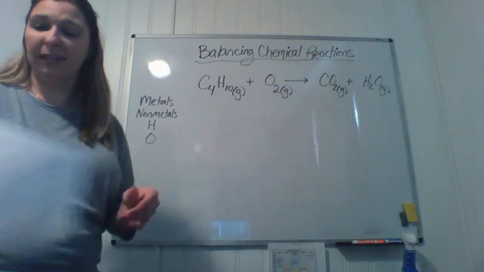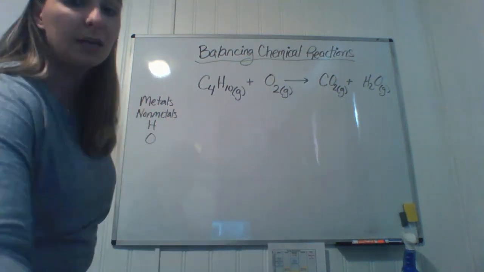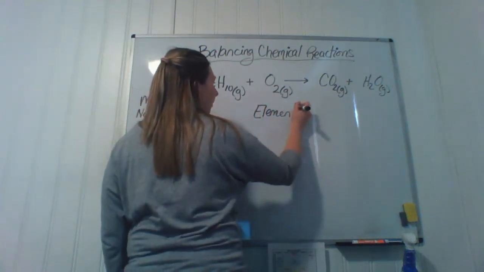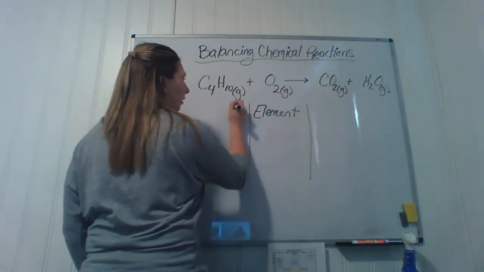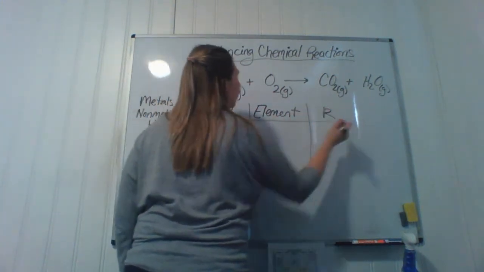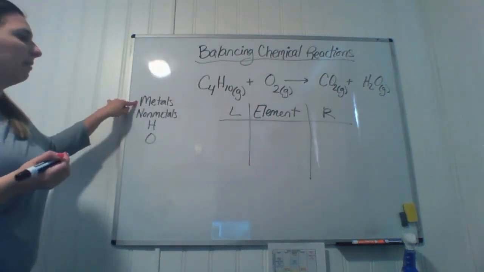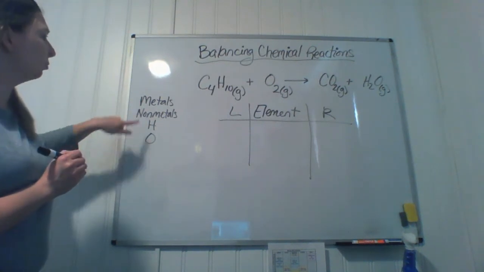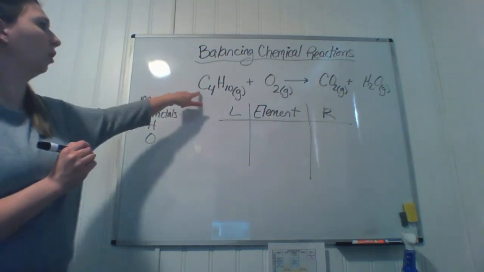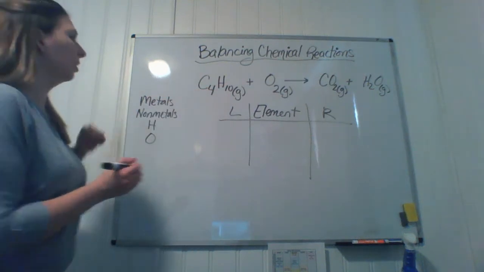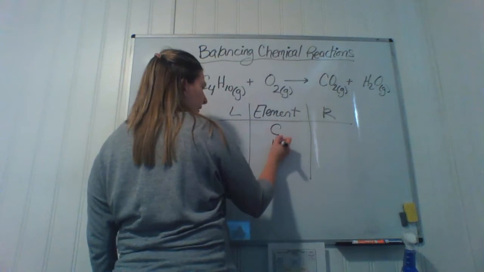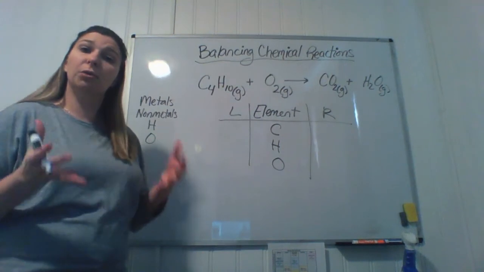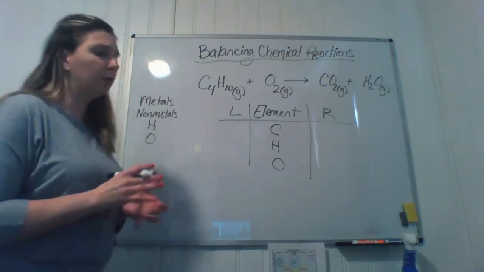Okay, so let's begin here by going through using our table. We're going to have the elements in the middle, and then our left side and our right side. And then we look to see, do we have any metals? No metals in this chemical equation. Do we have any nonmetals? We have carbon, hydrogen, and oxygen. So we will start with carbon, then move on to hydrogen, then move on to oxygen. Remember, you can do this in whatever order you want, but this is just a rule of thumb to follow.